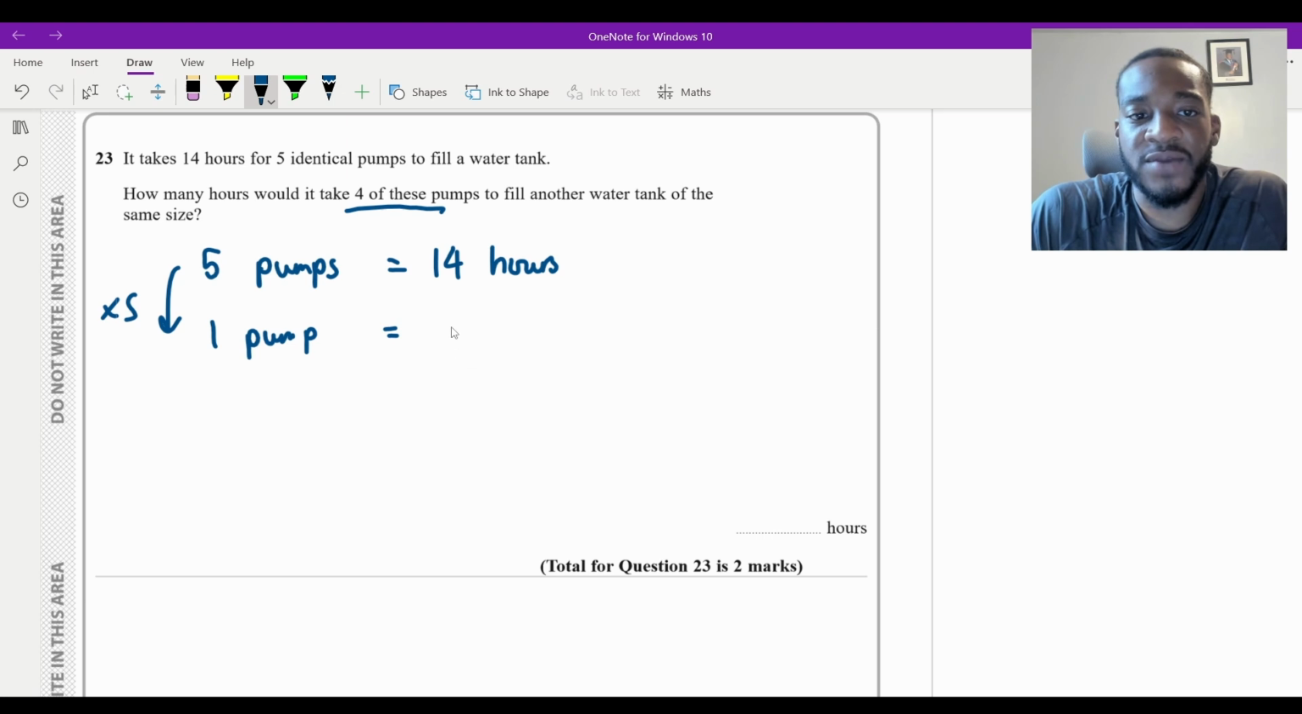That is 70, isn't it? Yeah, that's 70 hours. So now we know how long it takes one pump, and it's asking us for 4 pumps. So what we're going to do now to get 4 pumps is divide this by 4 because we're going to split it 4 ways, aren't we? So we're going to divide by 4 now.